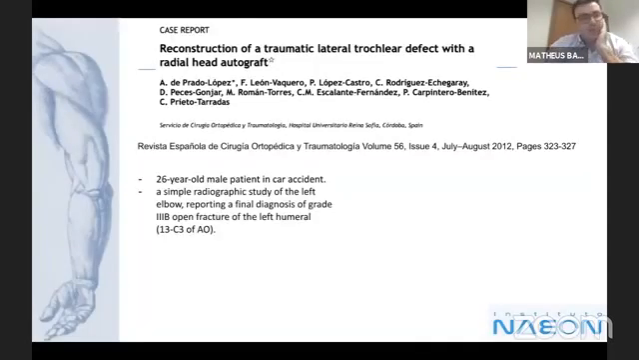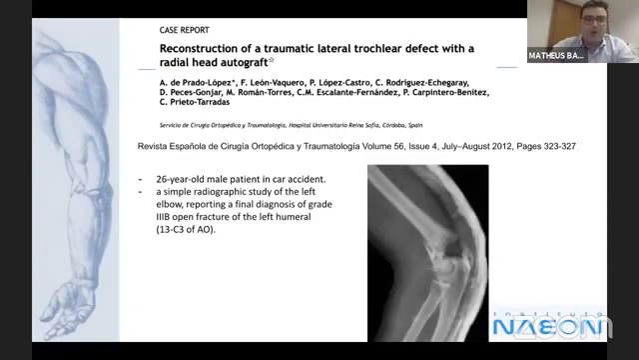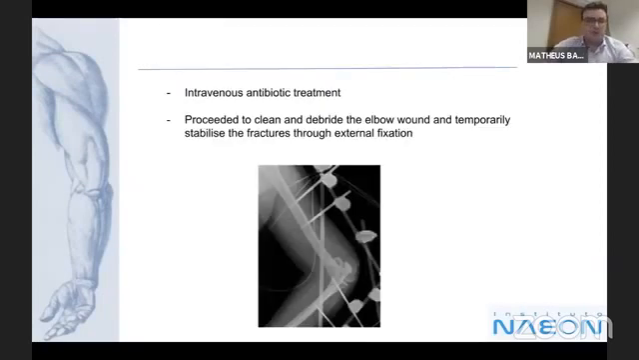So now I bring this paper. It's a Spanish paper from Dr. Prado Lopez, and he chose a very interesting way to reconstruct the distal humerus. It's a 26-year-old male patient. He had a car accident, and a simple radiograph study of the left elbow reports a final diagnosis of grade 3B open fracture of the left humerus. And we can show the X-ray. Intravenous antibiotic treatment, proceed to clean and debride the elbow wound and temporarily stabilize the fracture through external fixation.